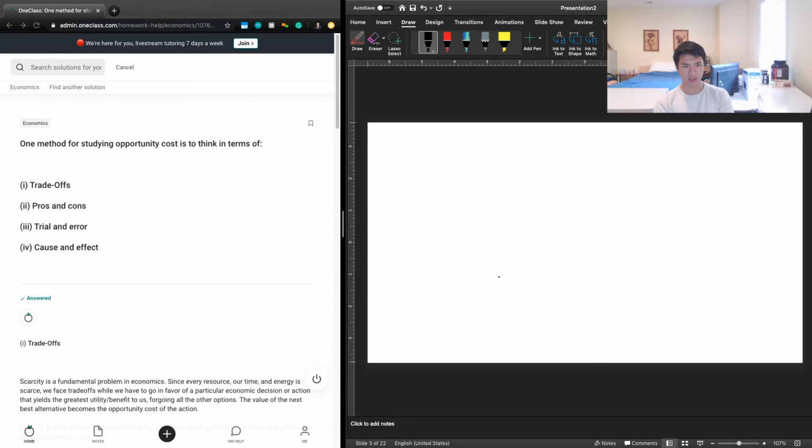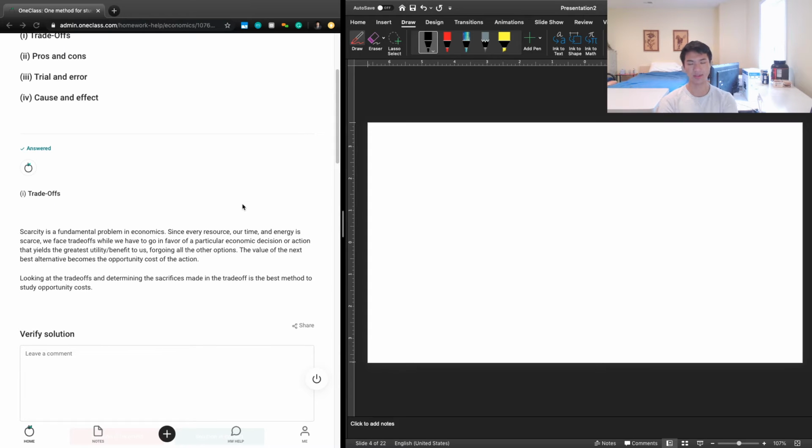B says pros and cons, and so this is more like a decision-making mechanism, but is not really tied to the idea of opportunity cost. C says trial and error, and that's more of a scientific concept than an economic one. And D is also cause and effect, and that's a scientific concept, not really an economic one. And so we're going to probably say A is right, that one method for studying opportunity cost is to think in terms of trade-offs. So let's take a look at the prior answer choices.